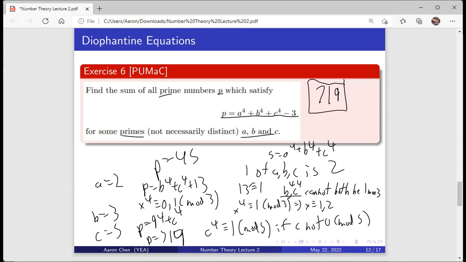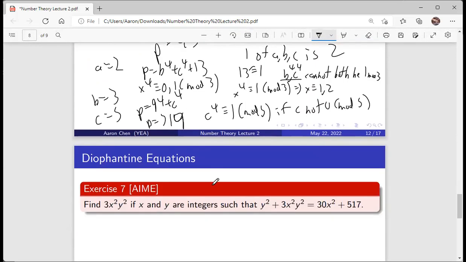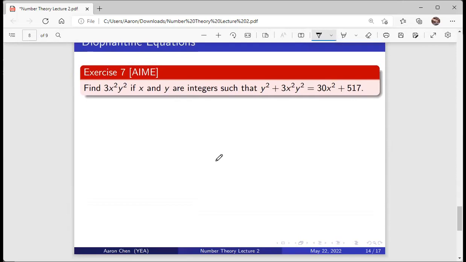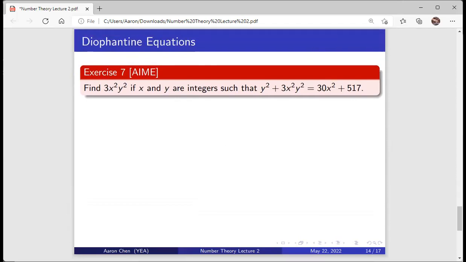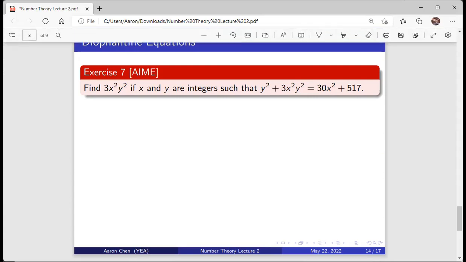All right, so on to the next exercise, which is number 7. Now I'll start going over this question. Find 3x squared y squared, if x and y are such that this equation holds true.